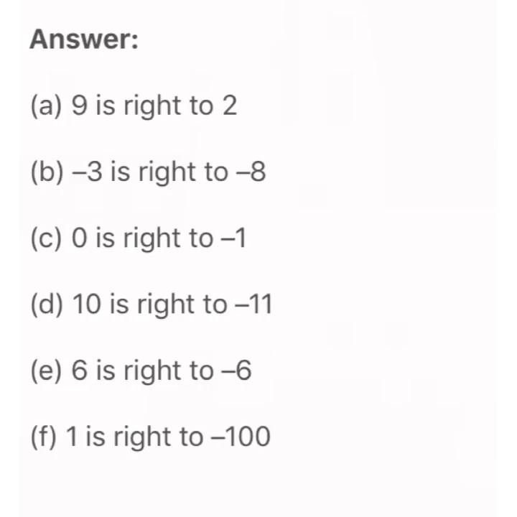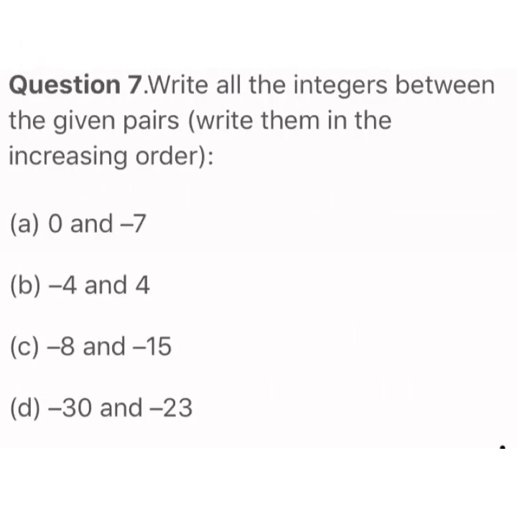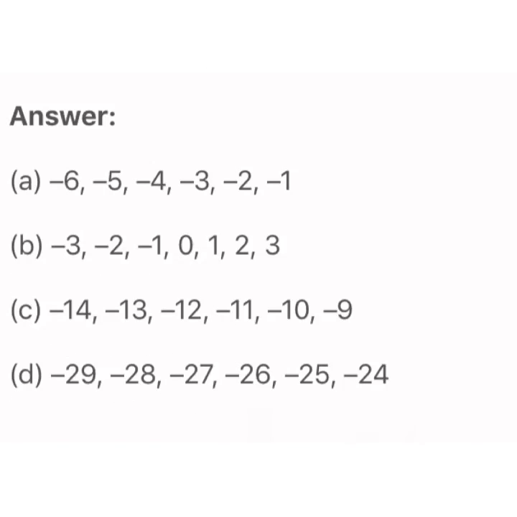Now the next question is question number 7. Write all the integers between the given pairs. Write them in increasing order. Okay children, so here what you have to do? You have to write the integers between the given pairs. So here the first one is 0 and minus 7.